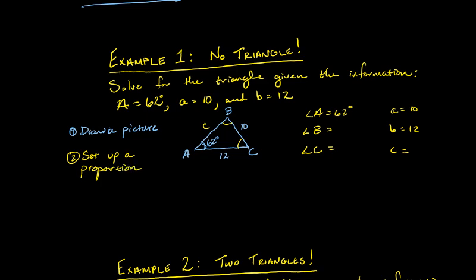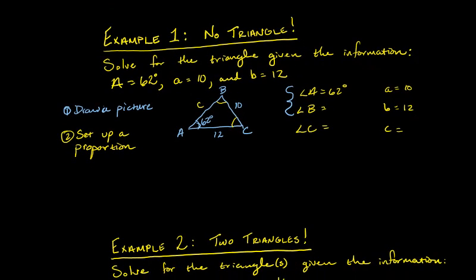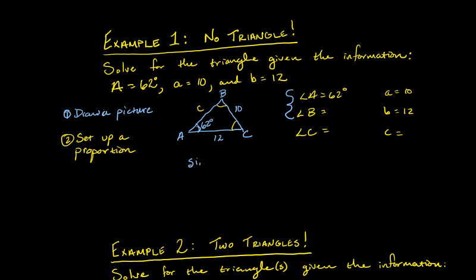What is the only thing I can solve for? Honestly, if you're decent at the law of sines so far, you're looking right here. I know angle A and side A, and I know side B, so the only thing I can find is angle B. So we're going to go with the sine of 62 over 10 equals the sine of B over 12. I'm going to multiply by 12 on both sides, so I'm going to have 12 sine of 62 over 10 equals sine of B.